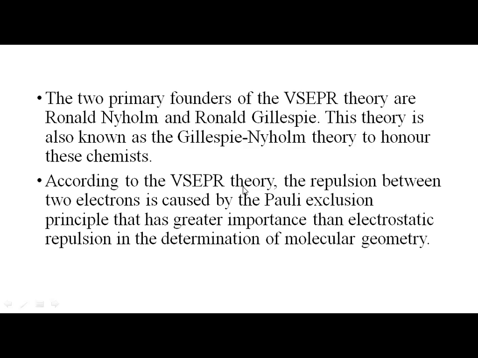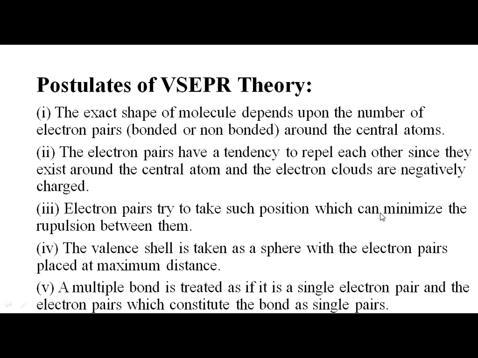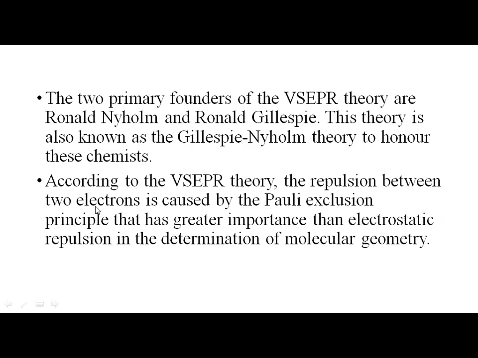According to VSEPR theory, the repulsion between the two electrons is caused by Pauli's exclusion principle, which has greater importance than electrostatic repulsion in the determination of molecular geometry. Now, what does this actually mean? I am saying that in VSEPR theory, the geometry of the molecule is based on the fact that there is repulsion. Let me say it like this, as the name suggests.